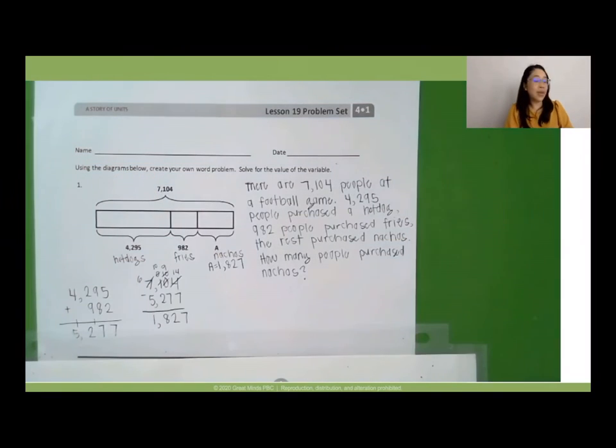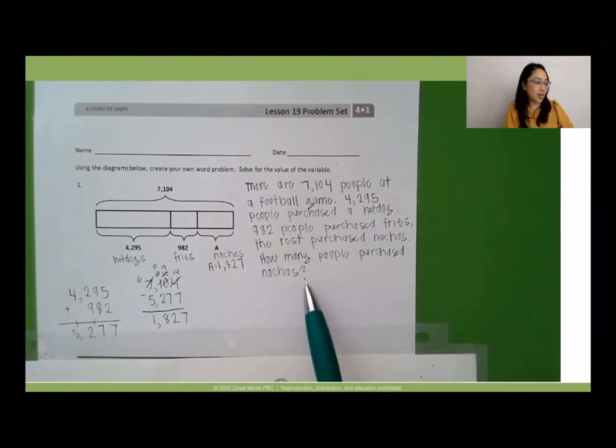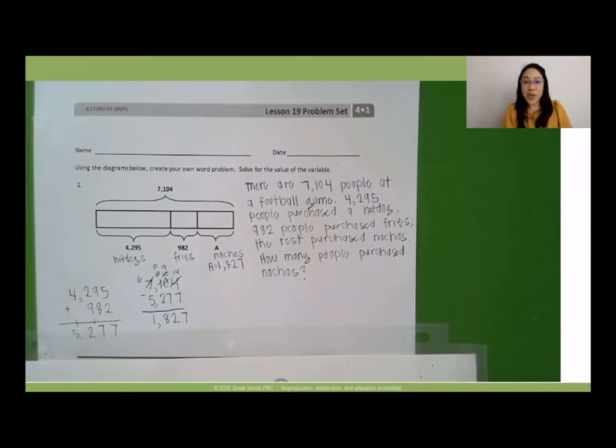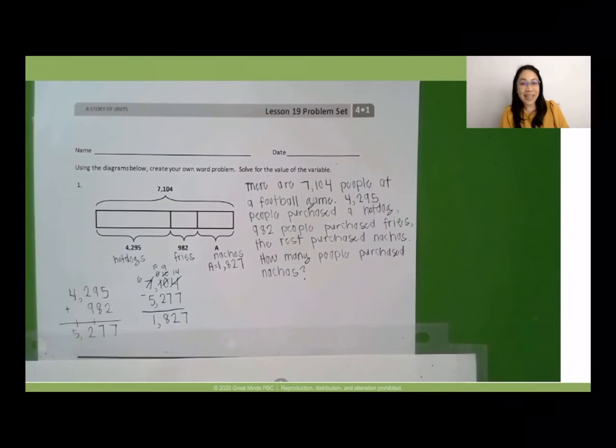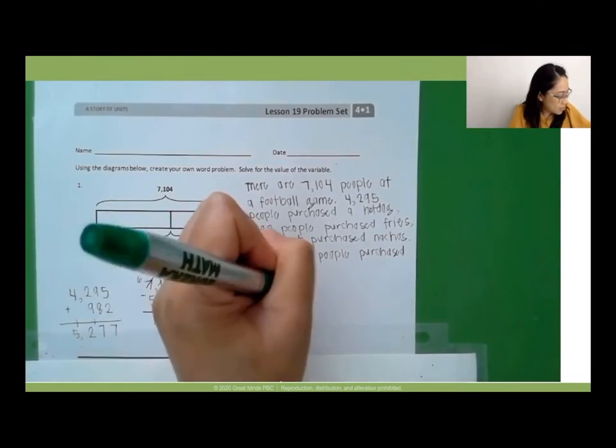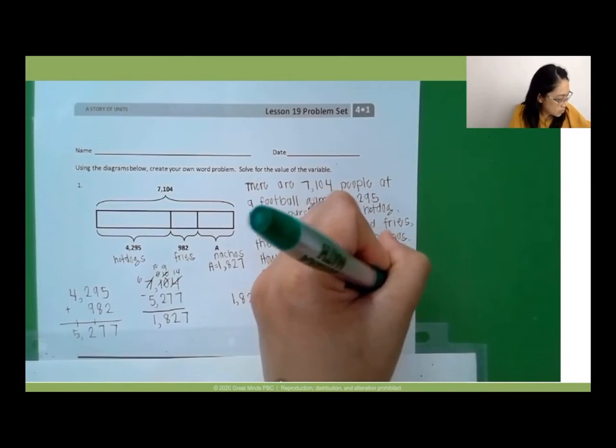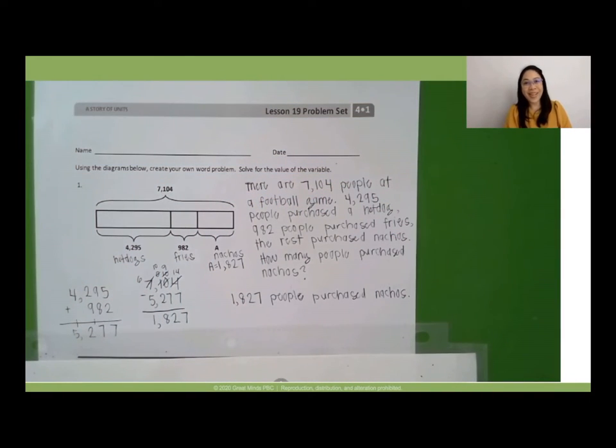1,827. So now we need to come up with a statement that answers the question. How about 1,827 people purchased nachos. Let's write that statement in now. Great work. Let's move to the next tape diagram to analyze.